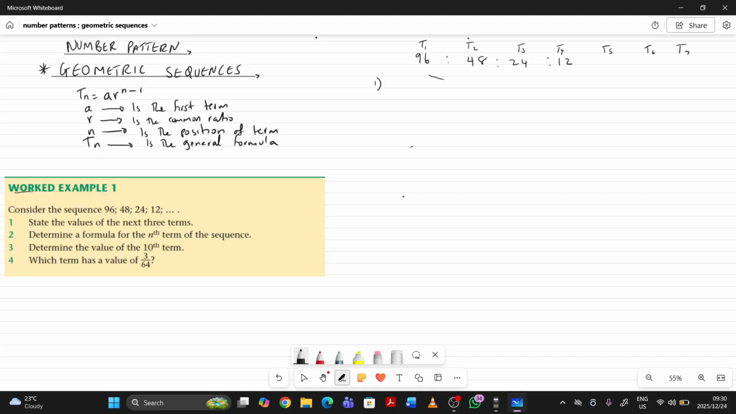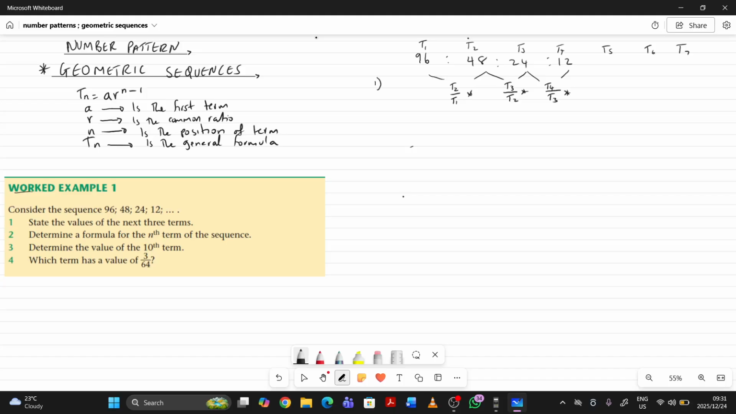So how are we going to get that? In order to get those values, first we need to identify the common ratio. We are going to say T2 divided by T1, and then T3 divided by T2, and T4 divided by T3. The answer you get should be the same each time. Once it's the same throughout, that indicates your common ratio.